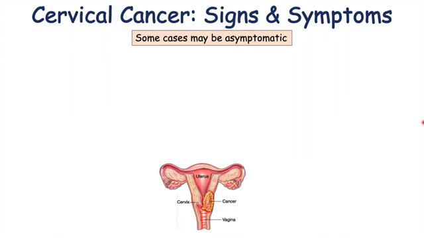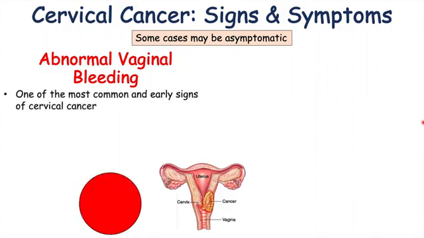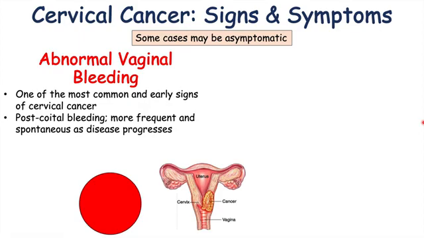But if they do have signs and symptoms, the most important finding or the most important sign of cervical cancer, and oftentimes the first sign of cervical cancer, is abnormal vaginal bleeding. So abnormal vaginal bleeding is, again, one of the most common and early signs of cervical cancer, if not the first sign. It often starts with postcoital bleeding, meaning that after intercourse, the patient will experience vaginal bleeding. So this is oftentimes going to be the first time patients will notice this abnormal vaginal bleeding.